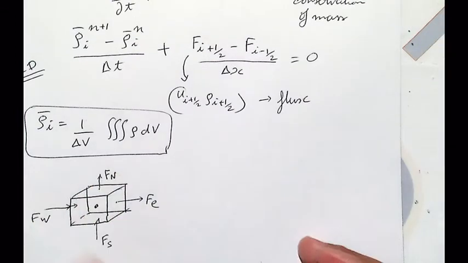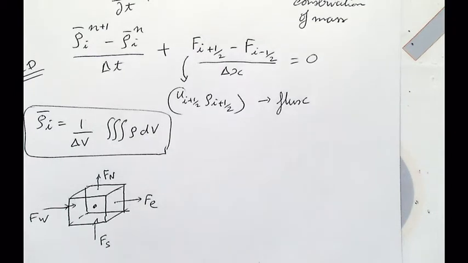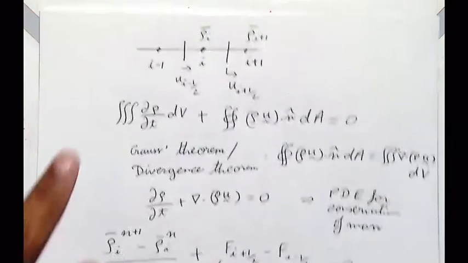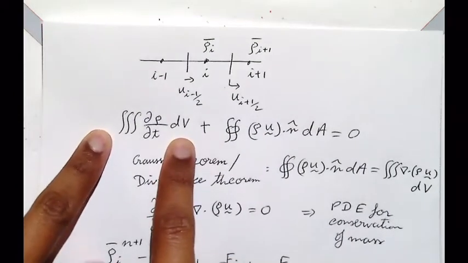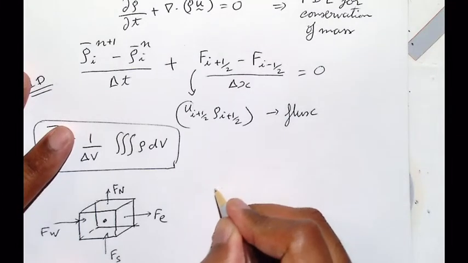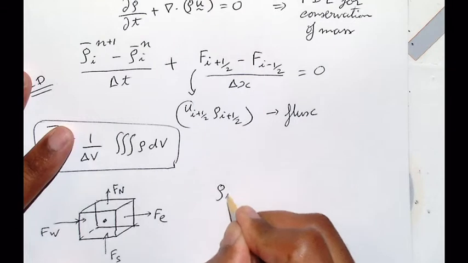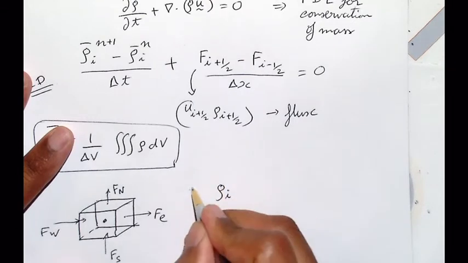Okay, so what happens then? Where should we start? So the first term is d rho by dt. Fine. It's the same. Okay, it's the same, yes. So we have rho I, and we'll put a delta V over here.